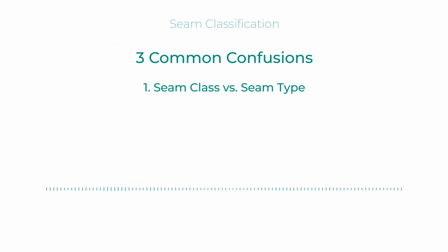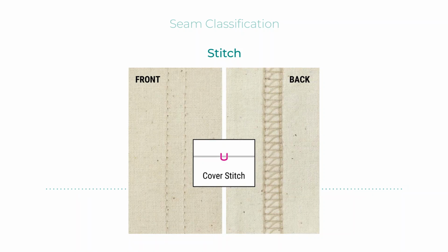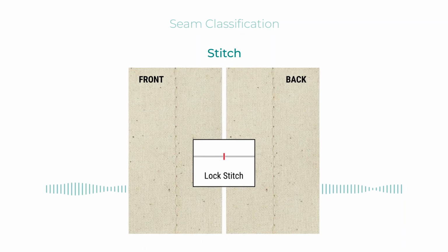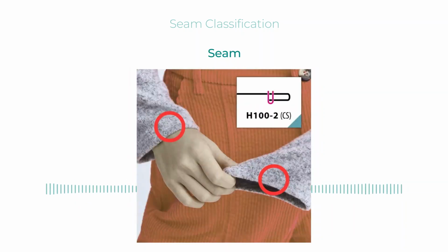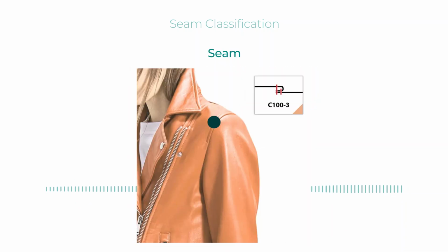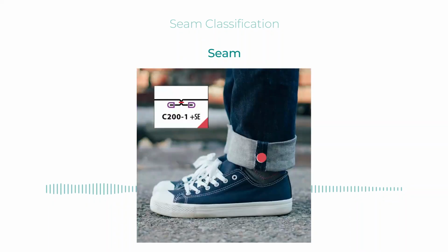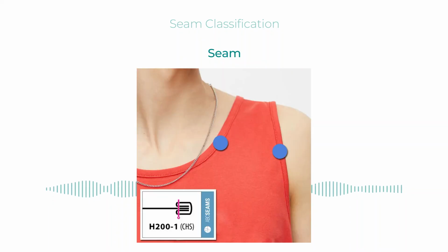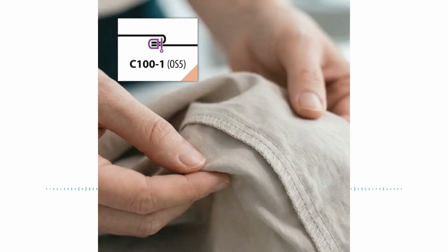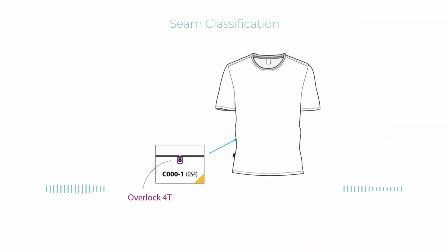The second major confusion, seam versus stitch. This is the absolute foundation of technical communication. A stitch is the individual loop of thread that the needle makes. A seam, however, is the physical, continuous line where fabric pieces or folds are joined together by a row of those stitches. Stitches build a seam, and the seam gives the garment its structure.